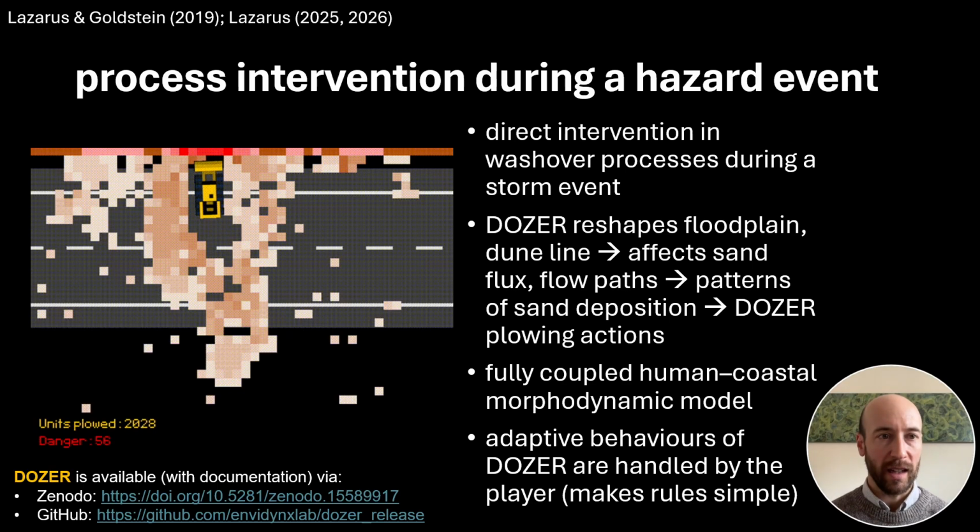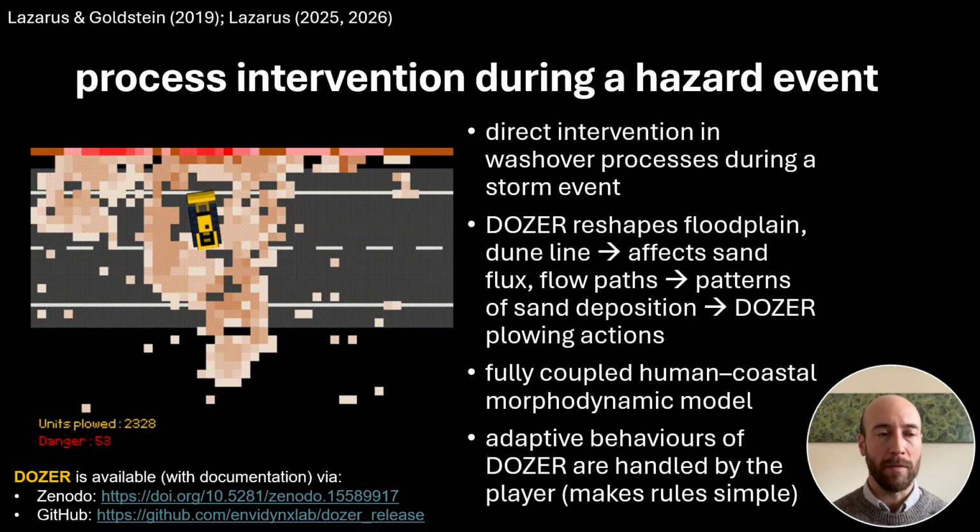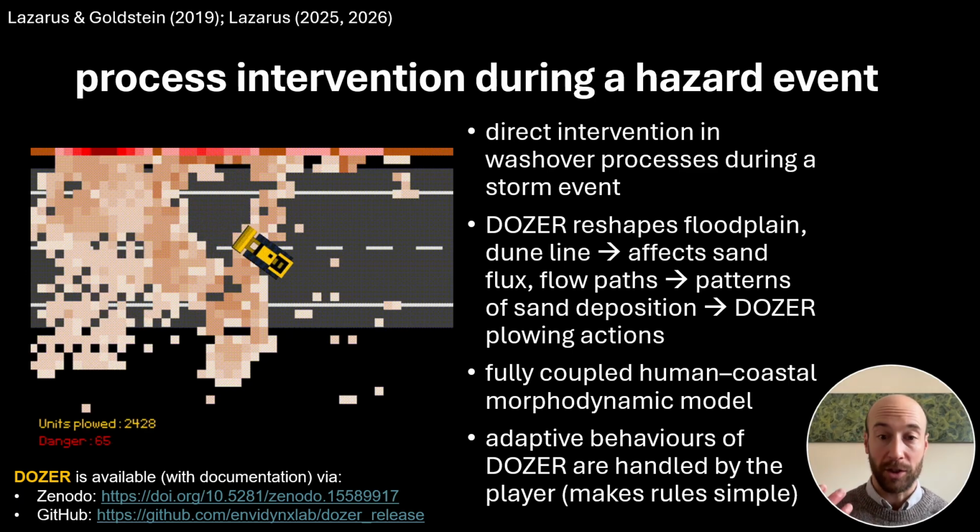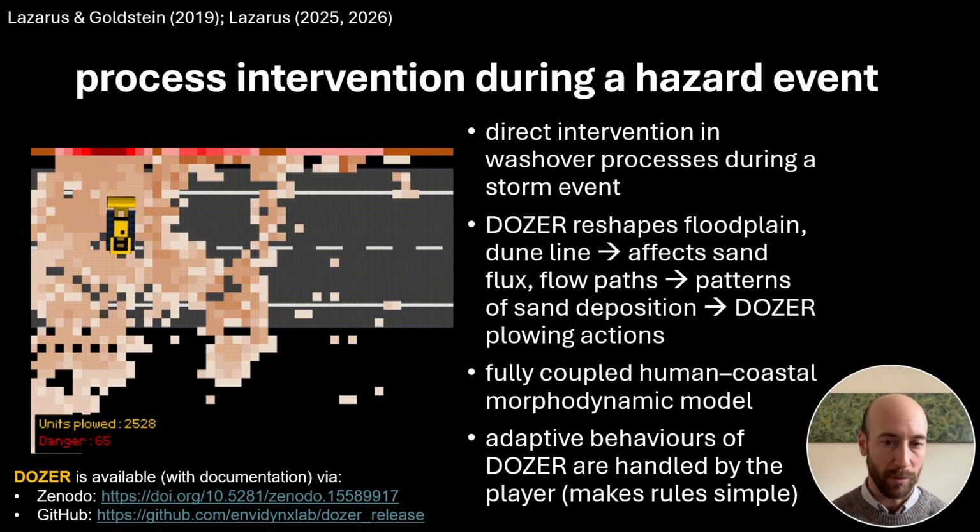So what you're seeing, what's represented here, is a fully coupled human coastal morphodynamic model. It's just happening at a very fast time scale, because my actions are changing the shape of the morphology, which is changing the sediment fluxes, which is changing the morphology, which is changing my decisions. So it is a fully coupled model.